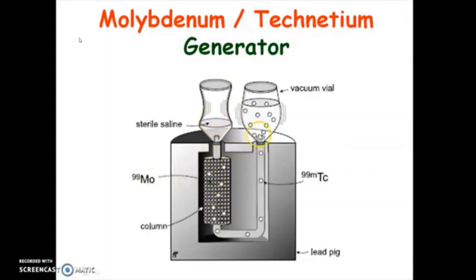We have two needles here. We put a sterile saline vial on this needle, and a vacuum vial on this needle. As soon as I put the vacuum vial, it sucks the sterile saline through the alumina column. Now it is no longer called saline, because when it passes through and comes out, it takes the technetium isotope away from the molybdenum and comes to the vacuum vial. This is the isotope which is going to be used for imaging. This is called the molybdenum-technetium generator.